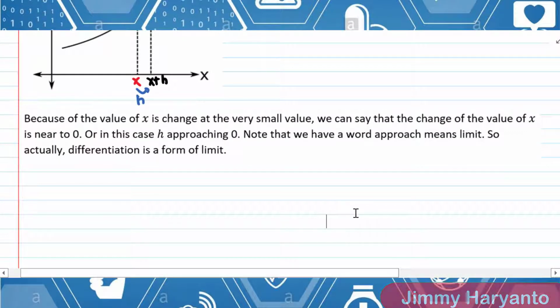And because the value of x is changed by a very small value, we can say that the change of the value of x is near to zero. We are very close to zero. Or in this case, h is approaching zero. Note that the word approach means limit. So actually, differentiation is a form of limit.